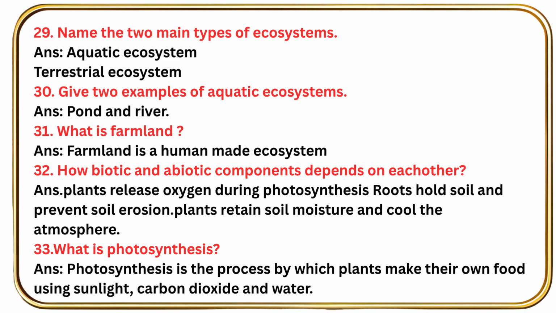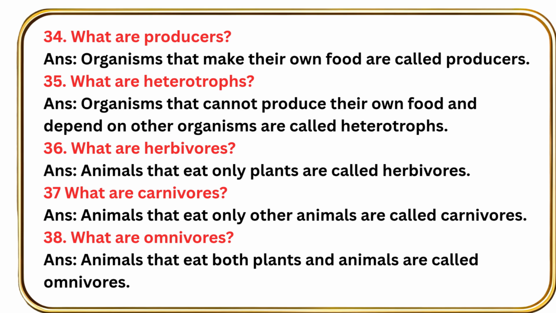Question number 33. What is photosynthesis? Answer. Photosynthesis is the process by which plants make their own food using sunlight, carbon dioxide and water. Question number 34. What are producers? Answer. Organisms that make their own food are called producers. Question number 35. What are heterotrophs? Answer. Organisms that cannot produce their own food and depend on other organisms are called heterotrophs.